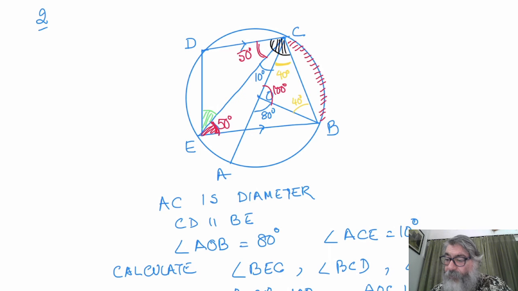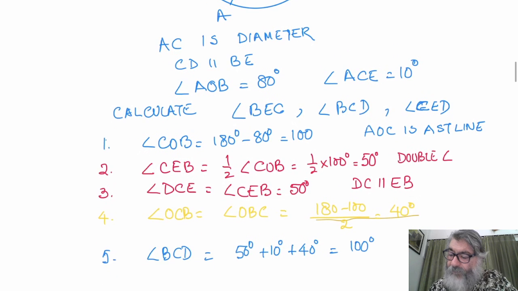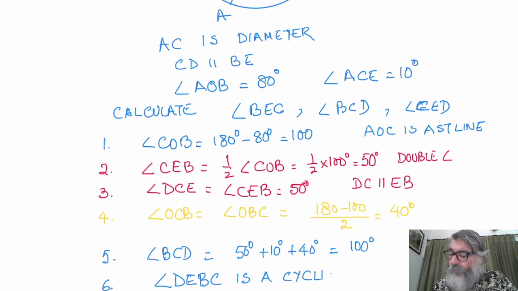Now the question is, he wants angle DCE. How will I calculate angle DCE? You see, I can say DEBC is a cyclic quadrilateral.